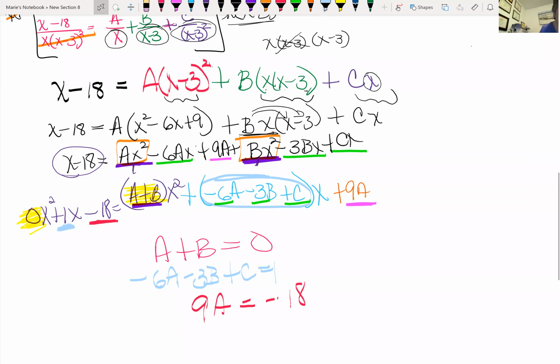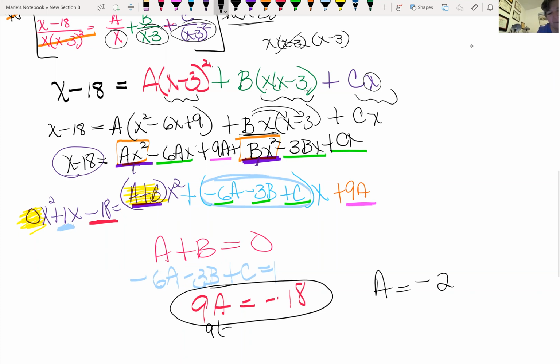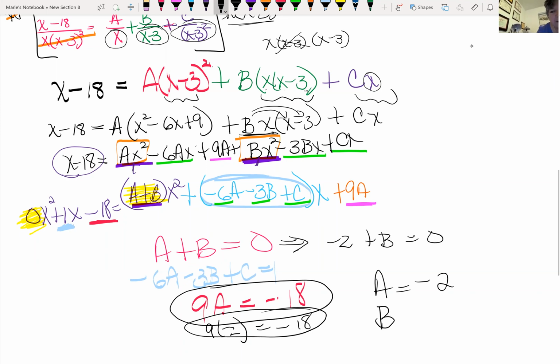Okay, so for this, can you just figure out A, then figure out B, then figure out C in that order? That's exactly what you're going to do. Because in this case, we know that A is equal to negative 2. You know that because here, 9 times -2 has to be what gives you -18. So we're good there. So if I know that A is -2, then -2 plus B is equal to 0. So B has to equal +2.